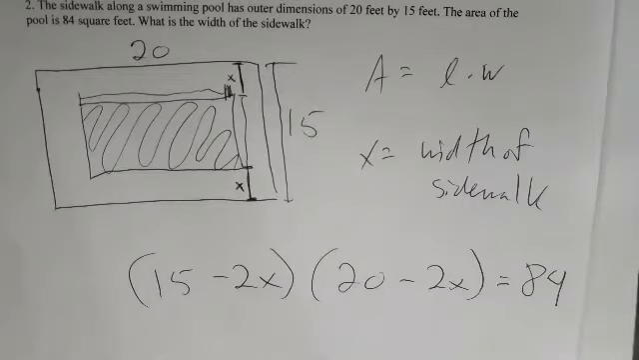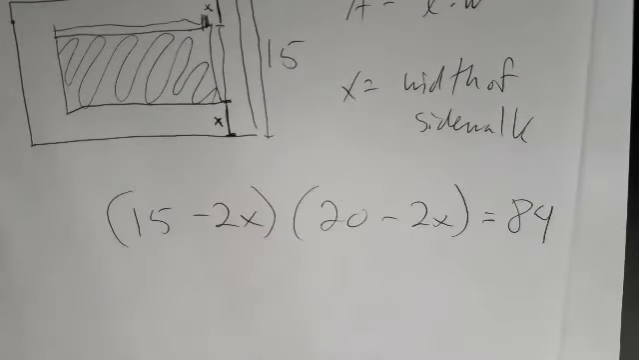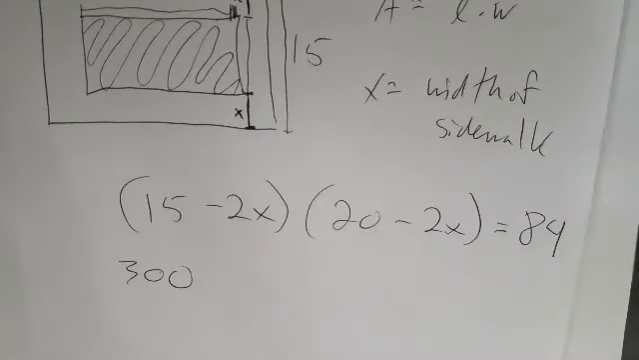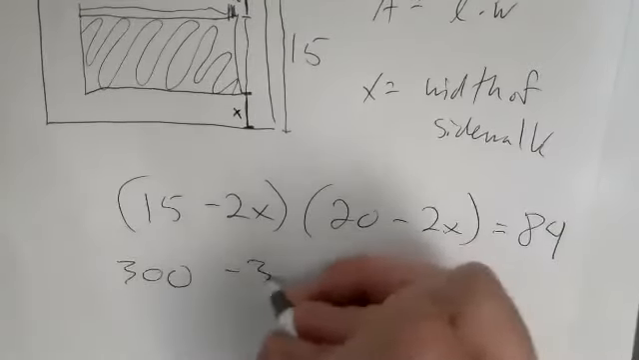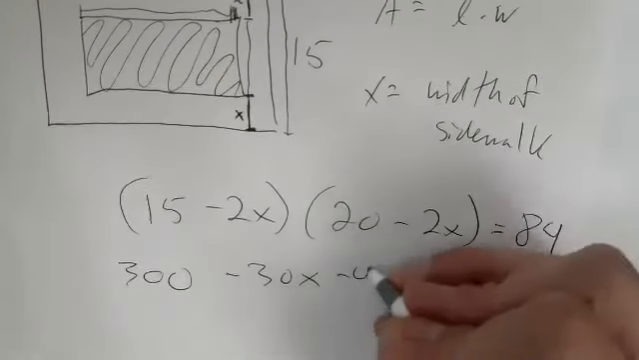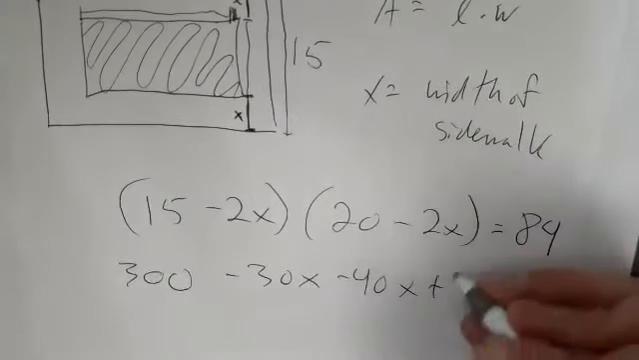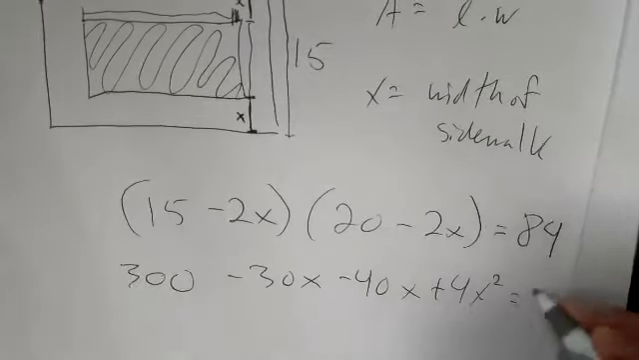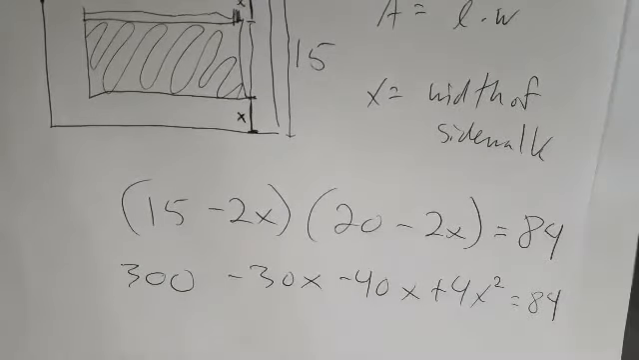Yep. Now this is a setup. If you do this correctly and you get your setup correctly, I think I'm probably giving you too much, but I think I set things to where they would probably simplify pretty easily. 15 times 20 is going to give me 300, minus 30x and then 40x, plus x squared. Have to do some distribution.